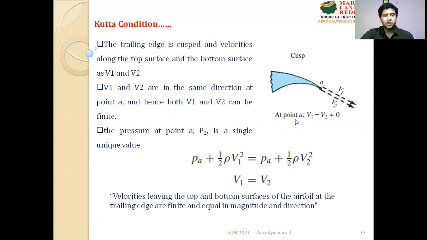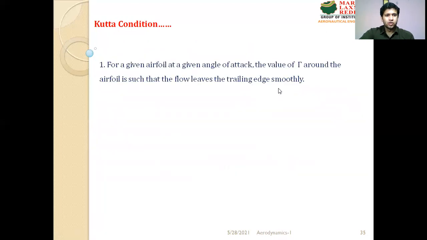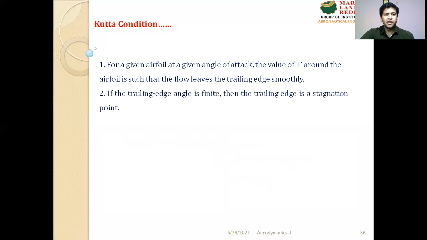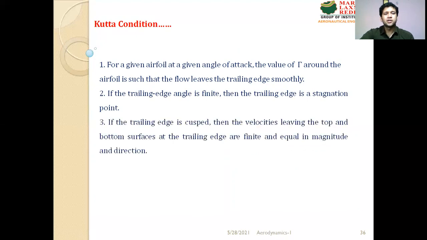Velocities leaving the top and bottom surfaces of the airfoil at the trailing edge are finite and equal in magnitude and direction. So we can summarize the Kutta condition like this: in the first case, for a given aerofoil at a given angle of attack, the value of circulation around the airfoil is such that the flow leaves the trailing edge smoothly. If the trailing edge angle is finite, then the trailing edge is a stagnation point. And in the third case, if the trailing edge is cusped, then the velocities leaving the top and bottom surfaces at the trailing edge are finite and equal in magnitude and direction.